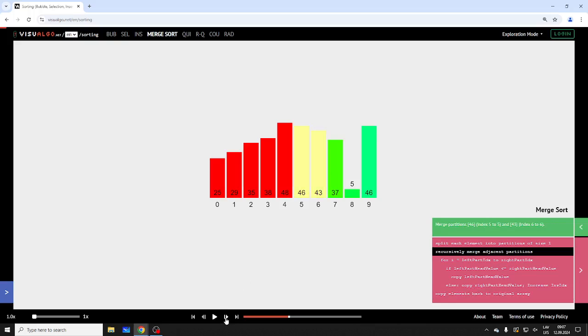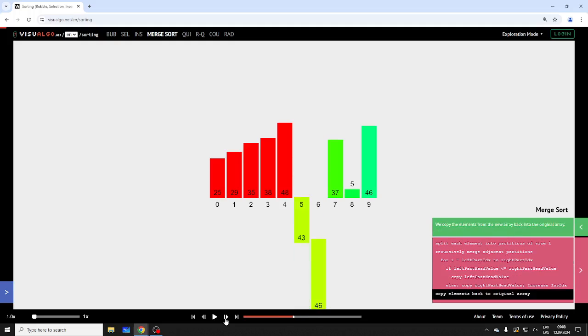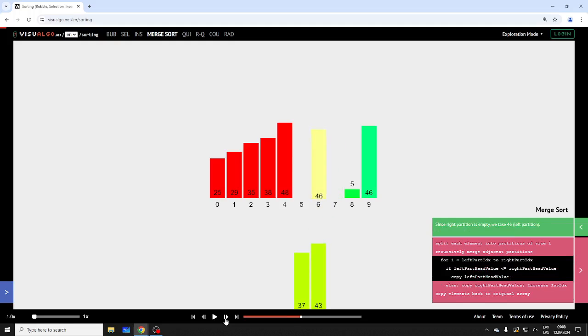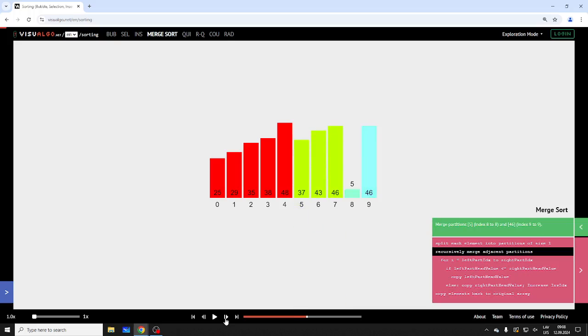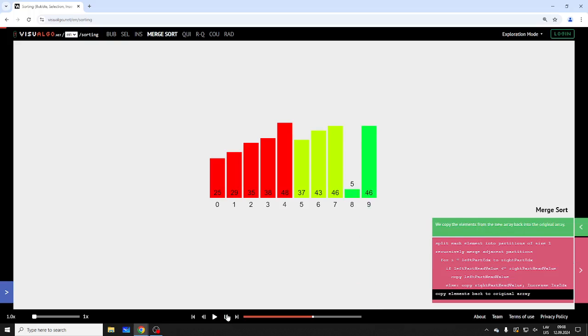So we need to do those, 46, 43. We need to merge them in reverse order. So 37 also gets added. Now we are left with 546, and it's also nicely sorted. Now, which ones are we going to merge now? Which ones do you think? The green ones. Yeah, the green ones, the right side.